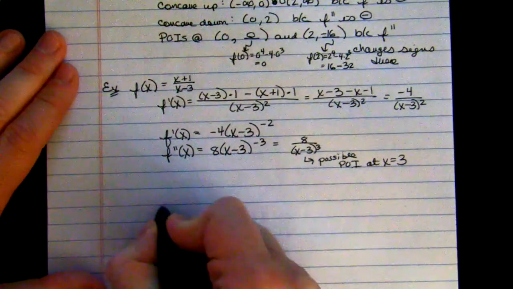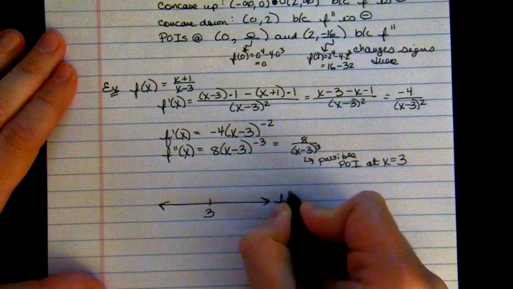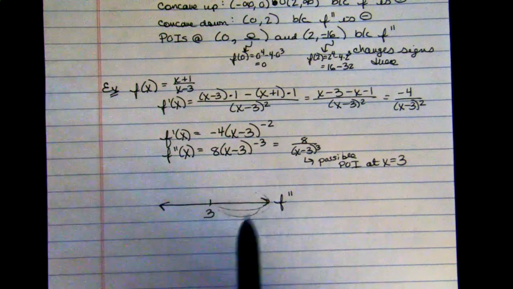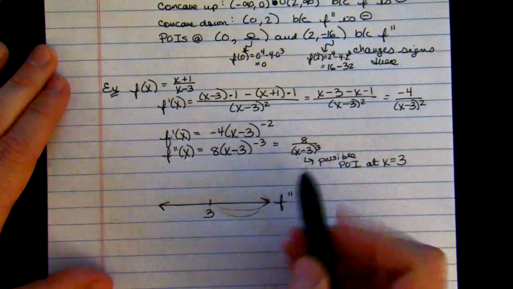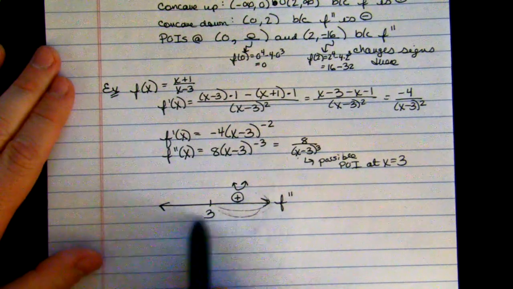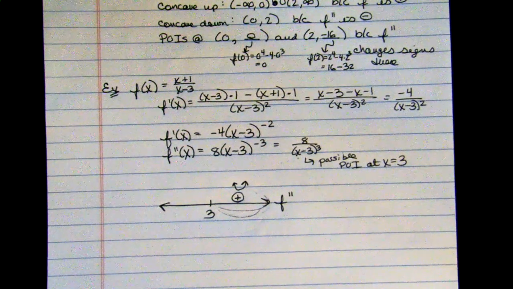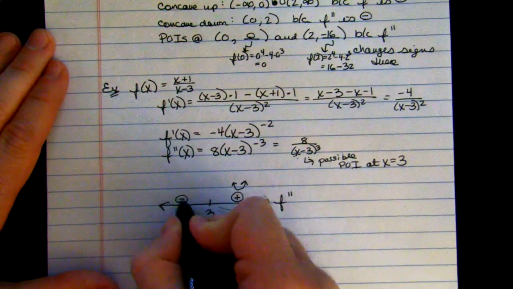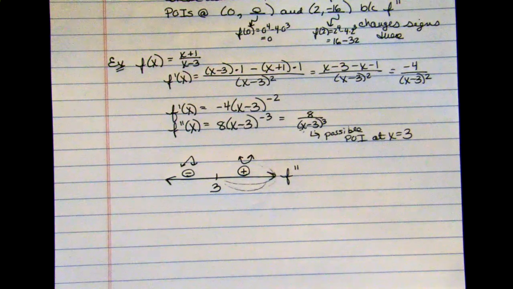So I'll do my number line. And we're going to plug into our second derivative. What happens when you plug in something in this region? Plug in 4. 4 minus 3 is 1. Cubed is 1. 8 over that is a positive number there. Concave up here. What happens when you plug in something over here? What sign do you get? Plug in 2. 2 minus 3 is negative 1. Cubed is a negative. 8 over that makes that negative. So go finish this off. Write down where you're concave up and where you're concave down.